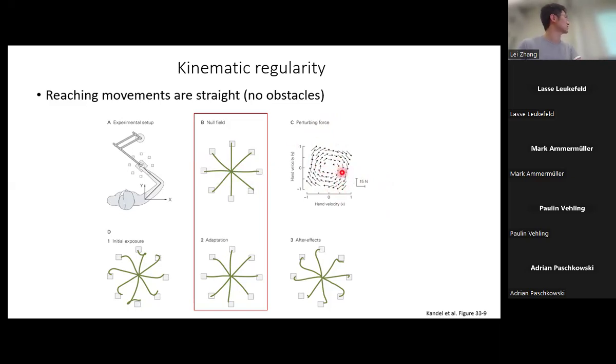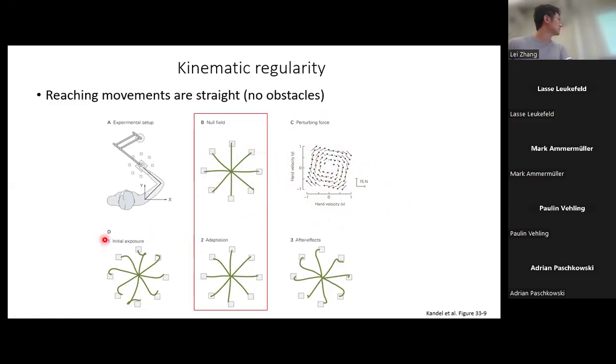It's called a force field, which means the direction of the perturbation and the size of the perturbation depend on the hand velocity. And this can be shown here. So that is actually very complex. If you move, for example, in the vertical direction, then the perturbation will drive your hand to the right side. So it's actually a very difficult task if you do this experiment.